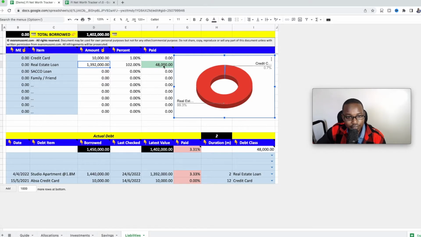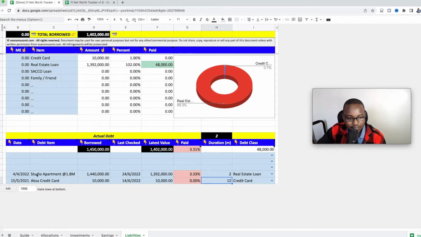He's paid off this amount so far out of his real estate loans, and he hasn't paid any of his credit card debts. In terms of tracking, this is where the tracking happens at the bottom. He got his credit card on this date. So far, the last time he checked, he borrowed this amount and he hasn't paid any amount. He's had his credit card for 12 months.